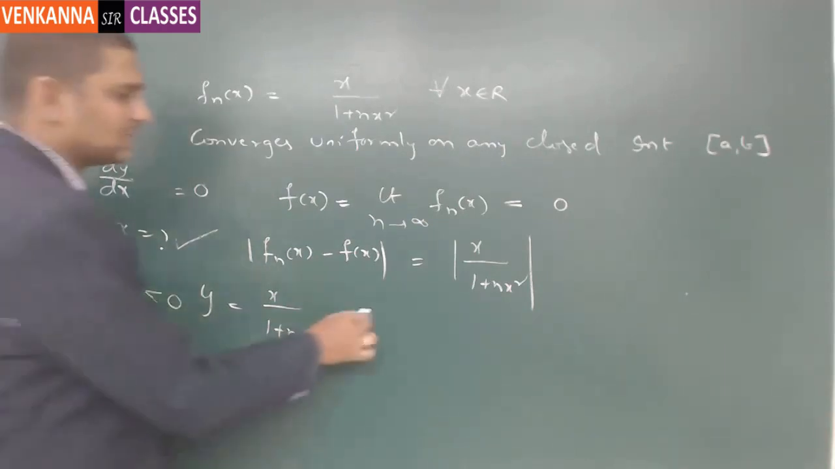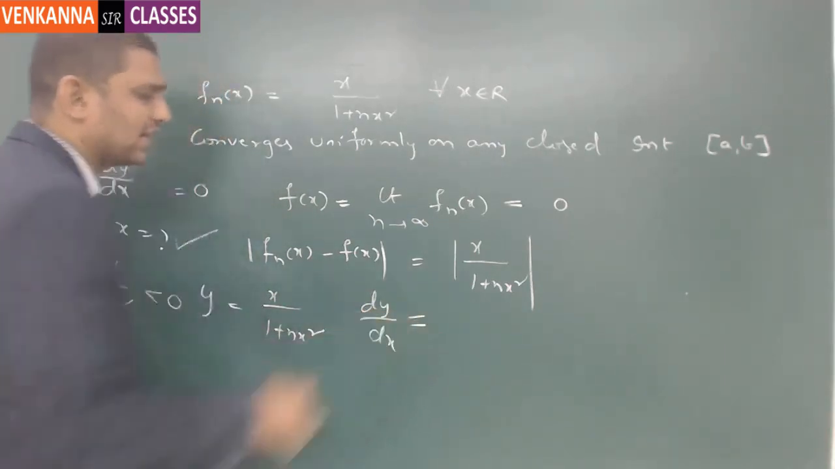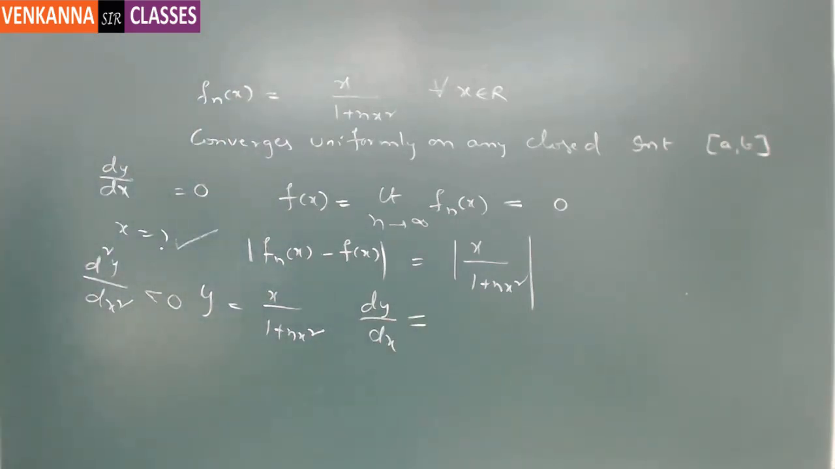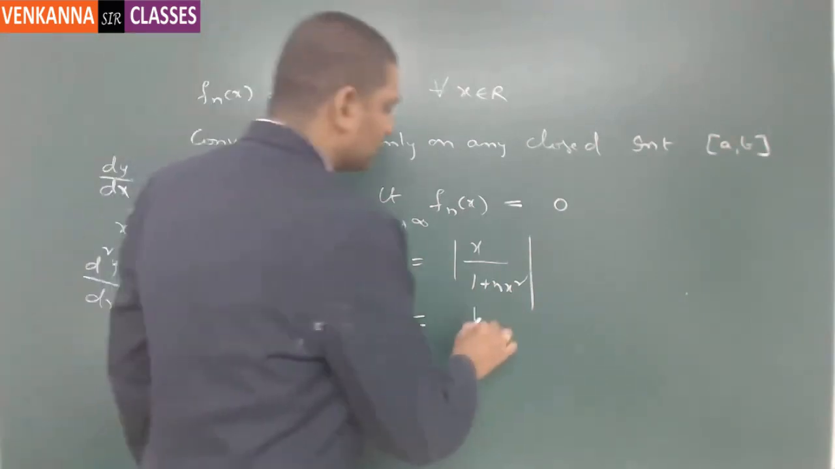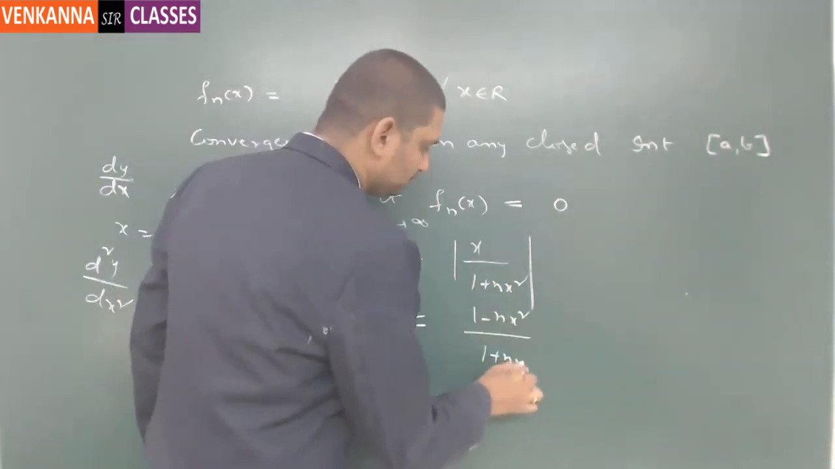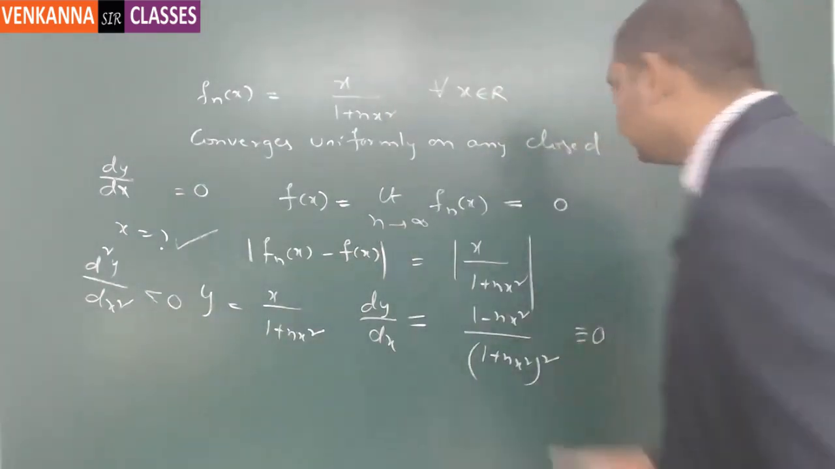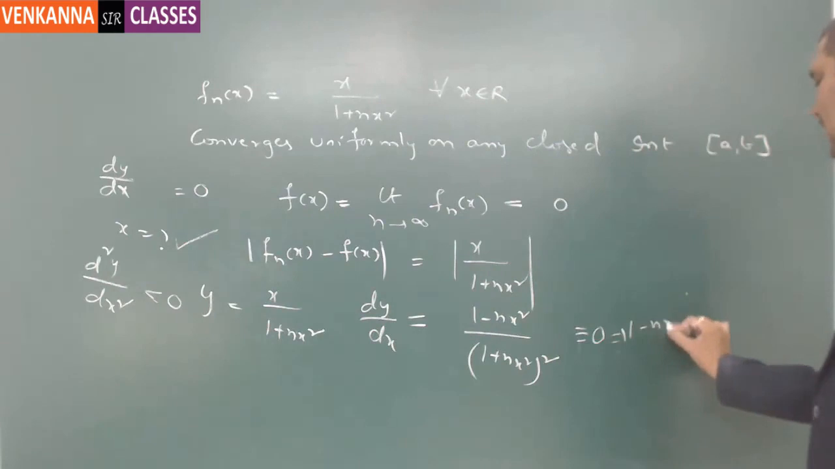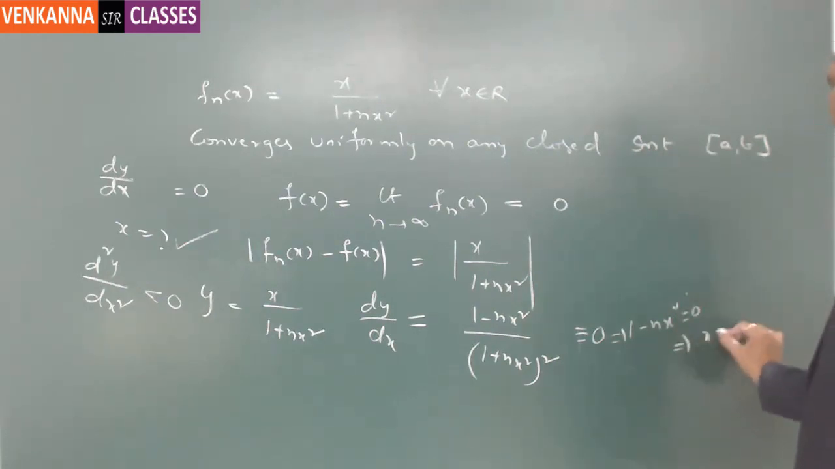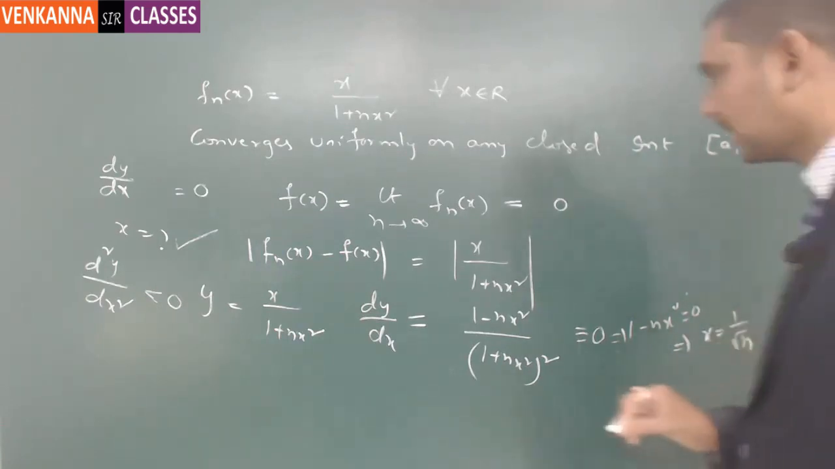So if you calculate dy by dx using the u by v formula, I will write the value as dy by dx is equal to 1 minus nx square by 1 plus nx square whole square. Please check on that. Take a minute, because it is simply differentiation by the u by v rule. If you make the derivative 0, then 1 minus nx square equals 0. From this we say that x is equal to 1 by root n. Agreed?